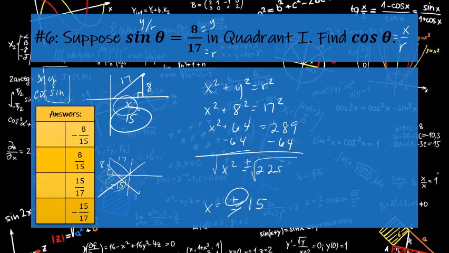So x is a positive 15. So x is positive 15, y is a positive 8, and r, we decided, was 17. So to find the cosine of theta, I do x over r. So the x coordinate was 15, and the r coordinate was 17. So our ending answer should be 15 over 17.